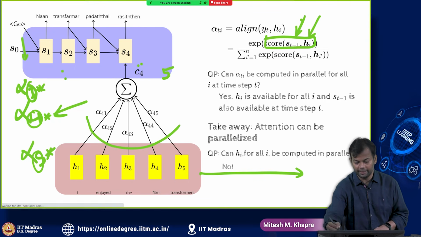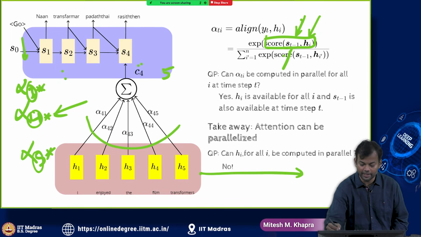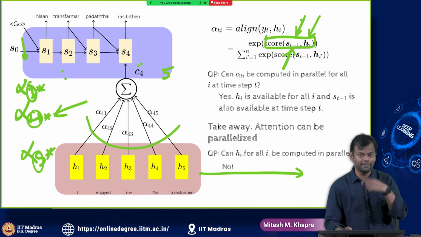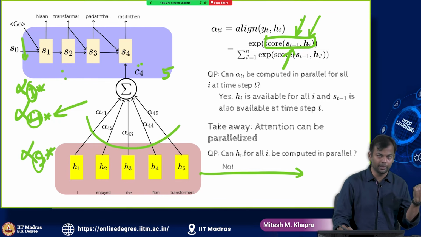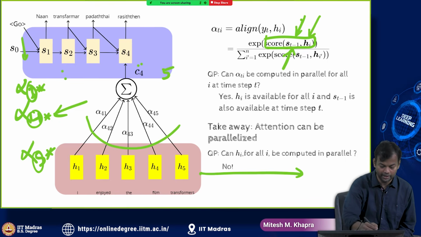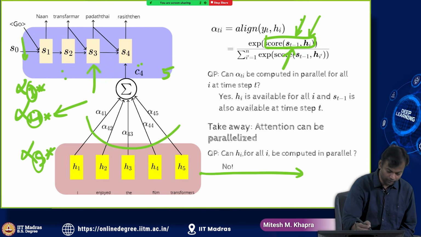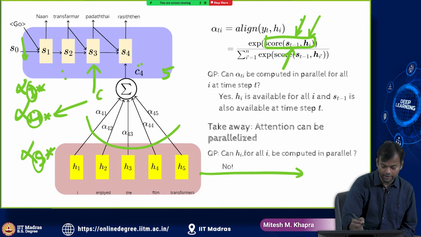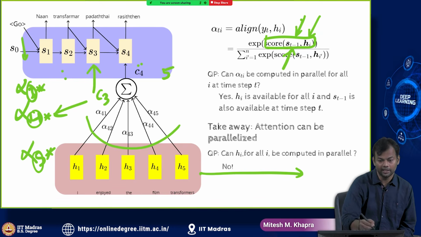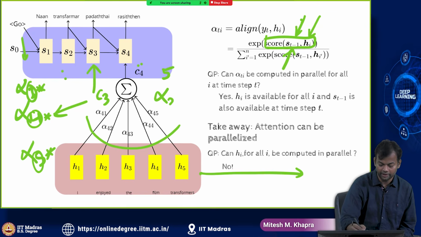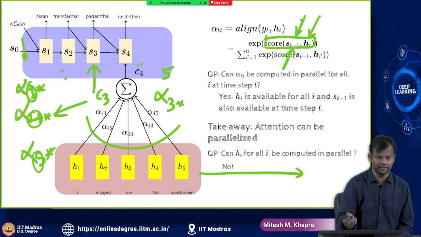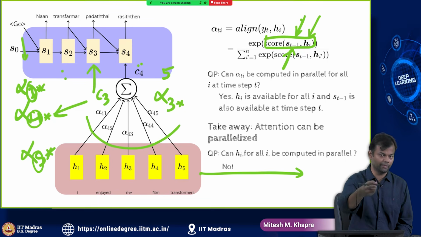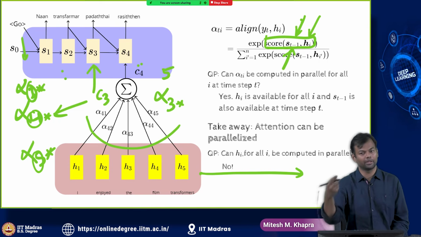The reason is that it depends on s_{t-1}. Unless I have computed s_{t-1}, I cannot compute any of the alpha t's. And s_{t-1} actually depends on alpha_{t-1} because that's the input. So s_{t-1} here would depend on c_3, and c_3 in turn would be a function of all the alpha 3s. Unless I have computed alpha 3, I cannot compute c_3. Unless I have computed c_3, I cannot compute s_3. Unless I have computed s_3, I cannot compute the alpha 4s.